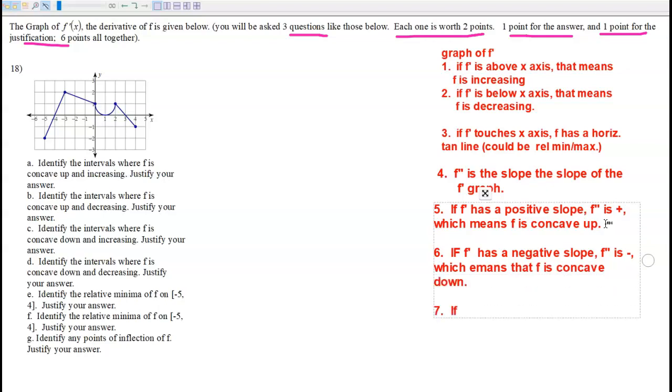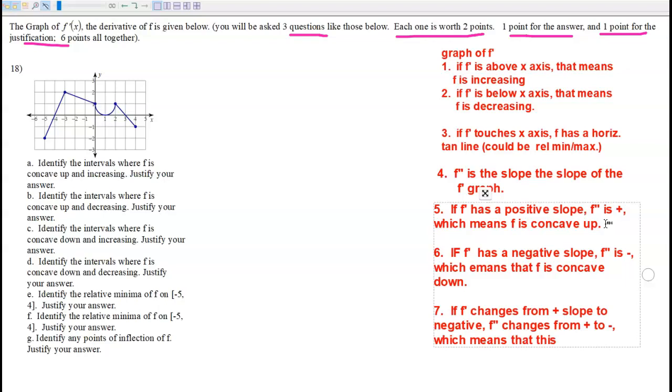And finally, if f double prime has a zero slope, well, actually, let's put it this way. If f prime changes from positive slope to negative slope, well, that means that f double prime is changing from positive to negative, because f double prime is the slope, which means that this is a point of inflection.